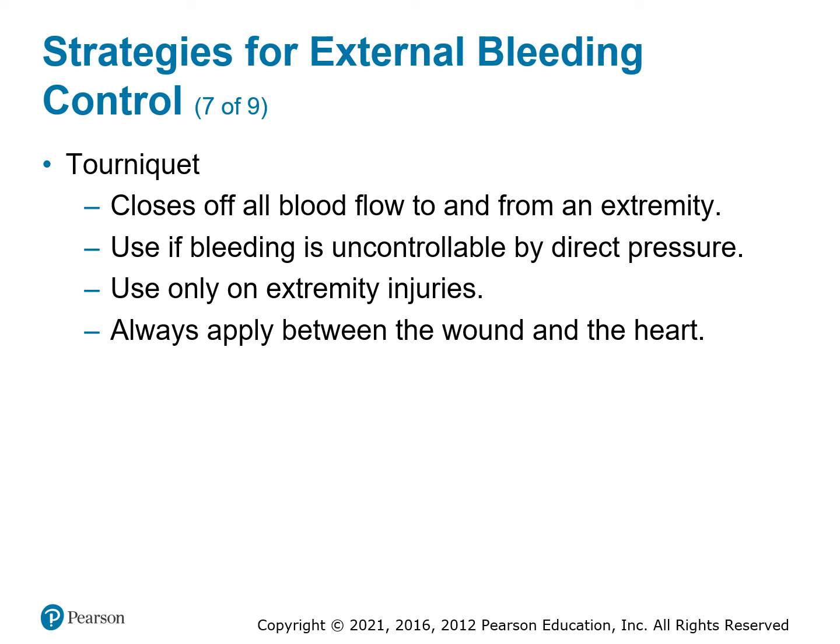You don't want to just go straight to these things. If you can't control the bleeding with direct pressure and it's an extremity injury, then you should start thinking about going to the tourniquet. Always apply it between the wound and the heart. So you want to be proximal from the injury, basically, is the way to look at it. So if it's an injury on the lower arm, you need to be above the injury, closer to the shoulder. If it's on the legs, you need to be above the injury, closer to the pelvis area to control it.